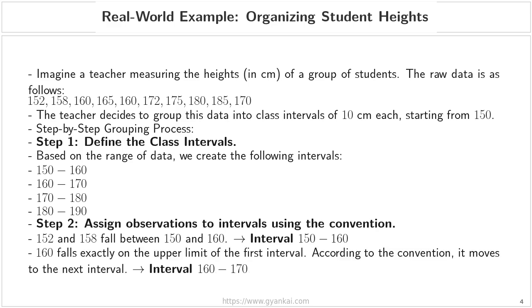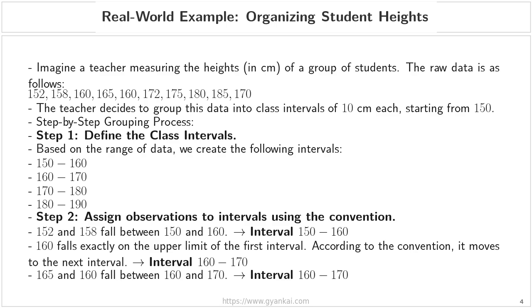Next, we encounter the value 160. Now, remember our rule: since 160 is the upper limit of our first interval, it cannot stay there. It must move to the next higher class. So, 160 moves into the 160 to 170 interval.